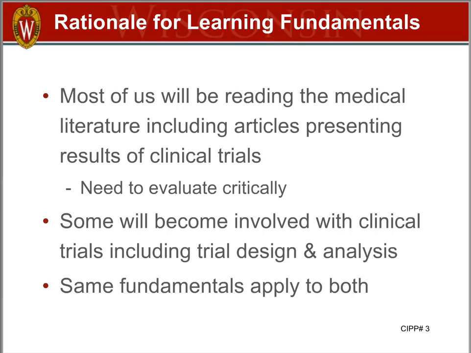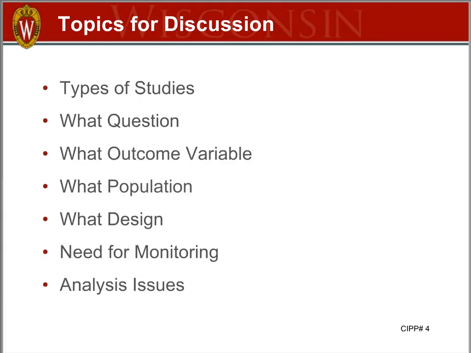Today we're going to talk about a few topics, as I've listed here: the types of studies that one might be engaged in, what the basic question is that the study is trying to answer, what measurements one uses to assess that question, what population we need to study, what the experimental design needs to be that's appropriate for the question being answered, a need for monitoring the trial for safety and interim results for efficacy, and finally, some principles in the analysis of those studies. Each of these topics we could spend an hour or more, but today we only have time to touch each of them briefly to raise some of the fundamental principles.